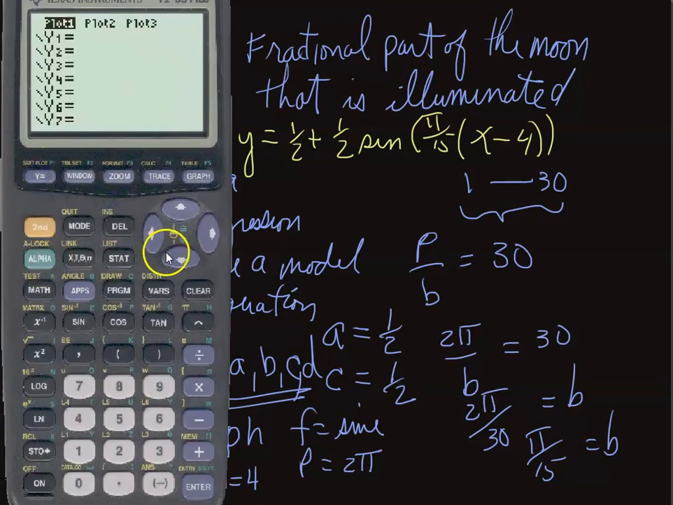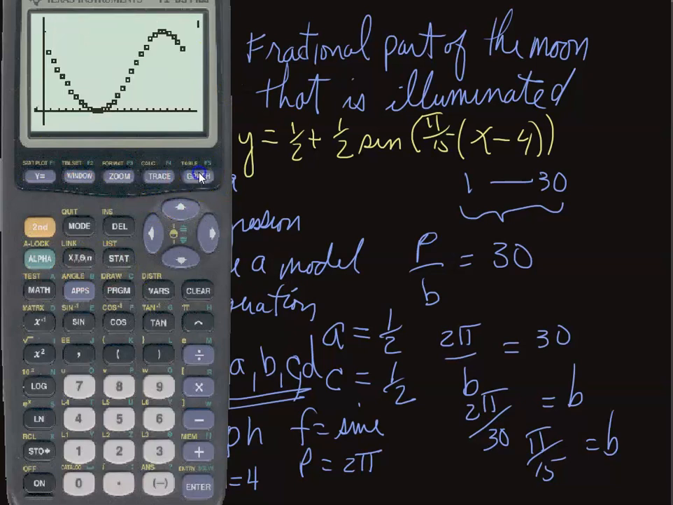So go y equals, and in y2, you're going to do 1/2 or 0.5 plus 0.5 sine pi divided by 15, parenthesis, x minus 4, close, close. Let's see how that fits. Let's see how well we've done with that. Let's graph this. Oh, man. What did we do wrong?